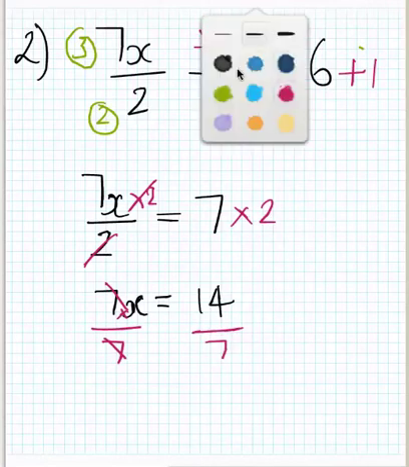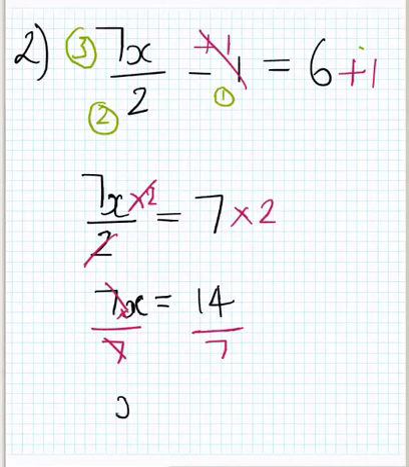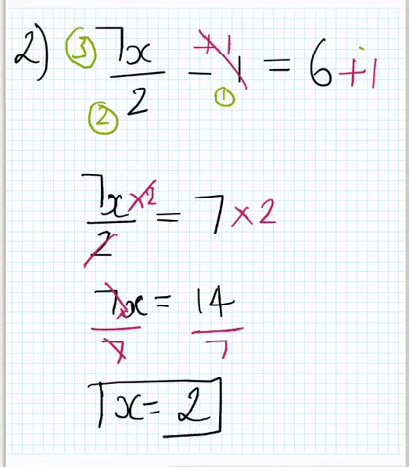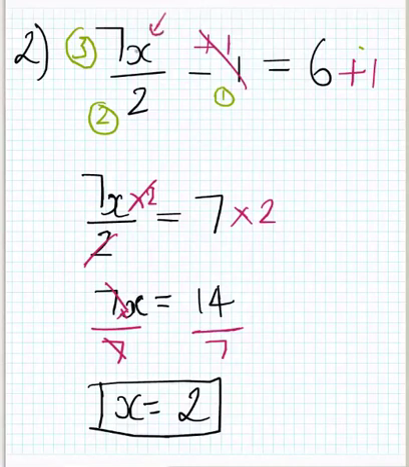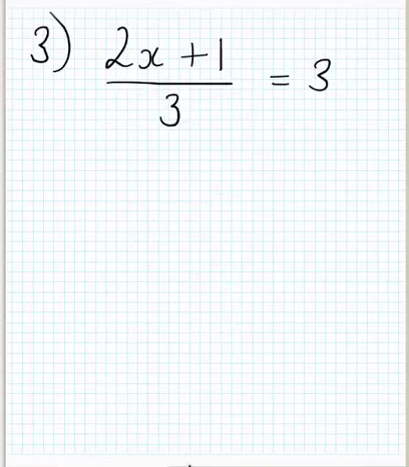And finally, x will equal 14 divided by 7 is 2. And do your check. If x is 2, sub it back into the original question just to make sure you haven't made a mistake. So 7 times 2 is 14. And then 14 divided by 2 is 7. And 7 minus 1, yes, it's 6. So we have done the correct thing.